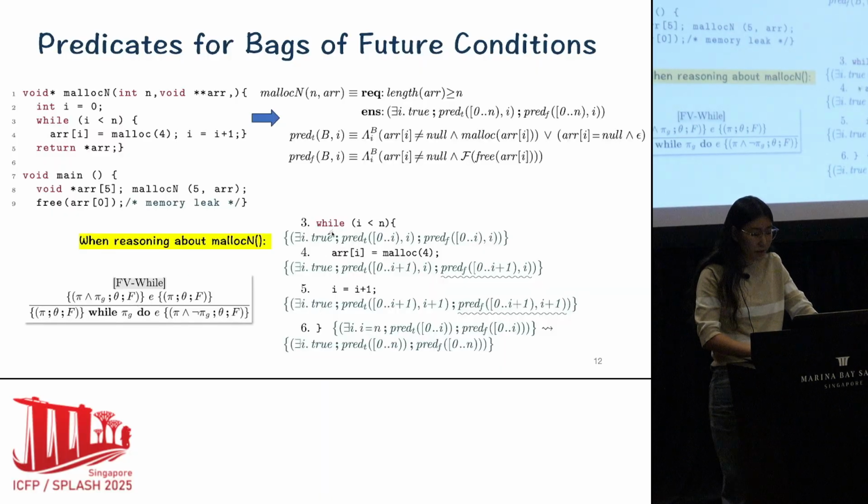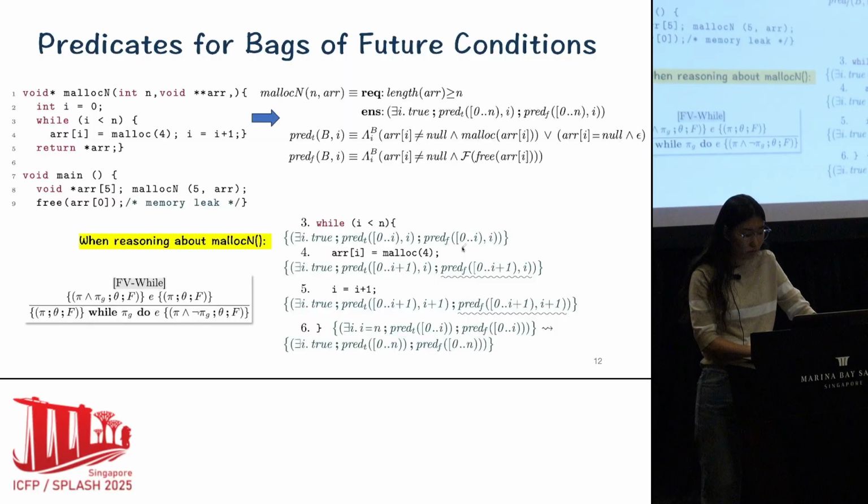So when verifying this while loop, we will need to find the invariant of this loop, which captures the predicates, which captures the behavior of the loop. The syntax here is very similar to Dafny, that the invariant says that there exists the iterator I, such that for each iteration the predicate holds from the location 0 to I.